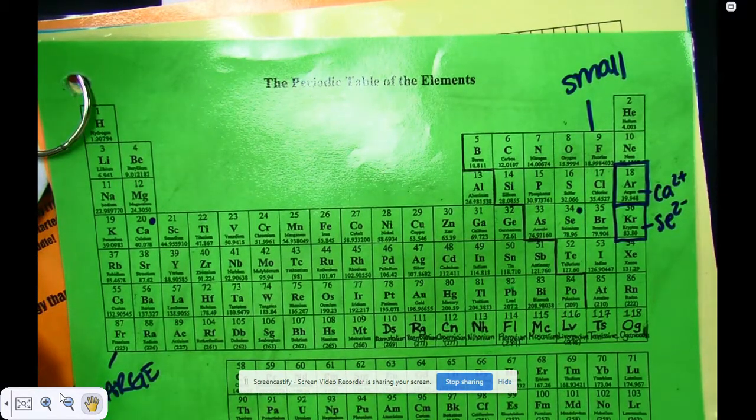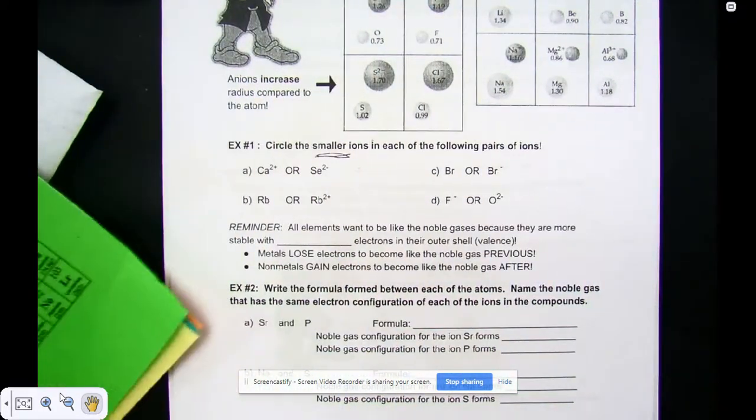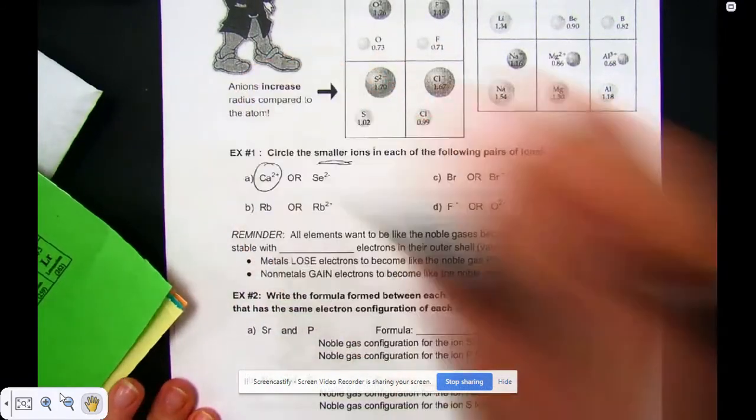But the thing that's determining that size is those electrons. The selenide ion would be larger than the calcium ion, because selenium is closer to francium and calcium is closer to fluorine. So therefore, the calcium ion would be the correct answer. It would be the smaller of the two.